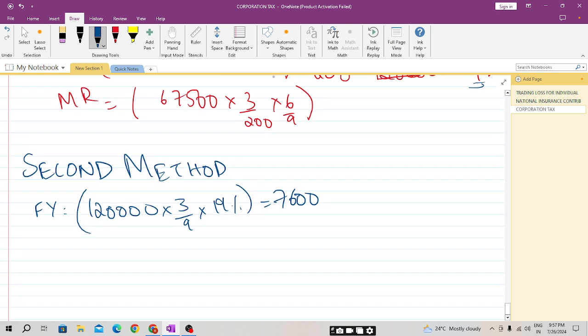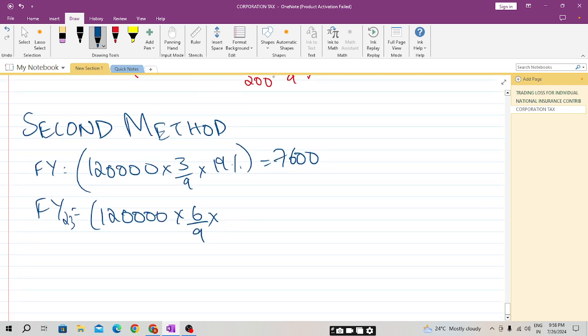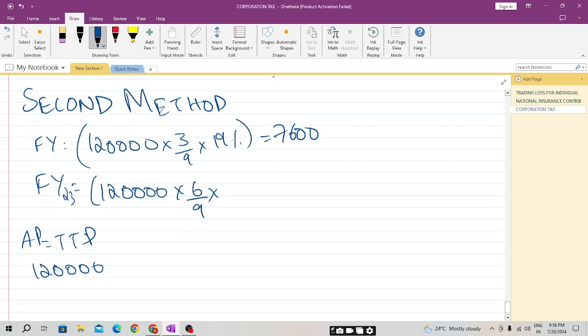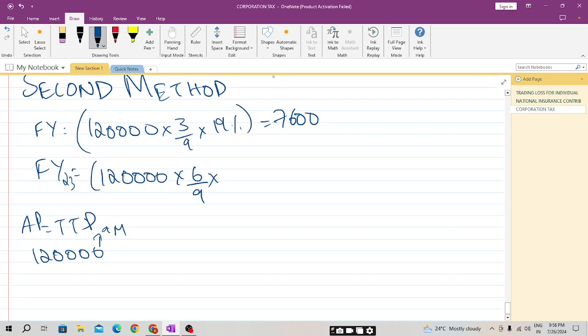Now students, coming to FY23, it is 120 into 6 divided by 9. Now we need to calculate the augmented profit, which is the same as the TTP. It is 120,000 pounds. But students, the TTP is for 9 months and for the financial year 23 only 6 months. So we need to calculate the 6 months: 120,000 into 6 divided by 9. Our AP is 80,000.